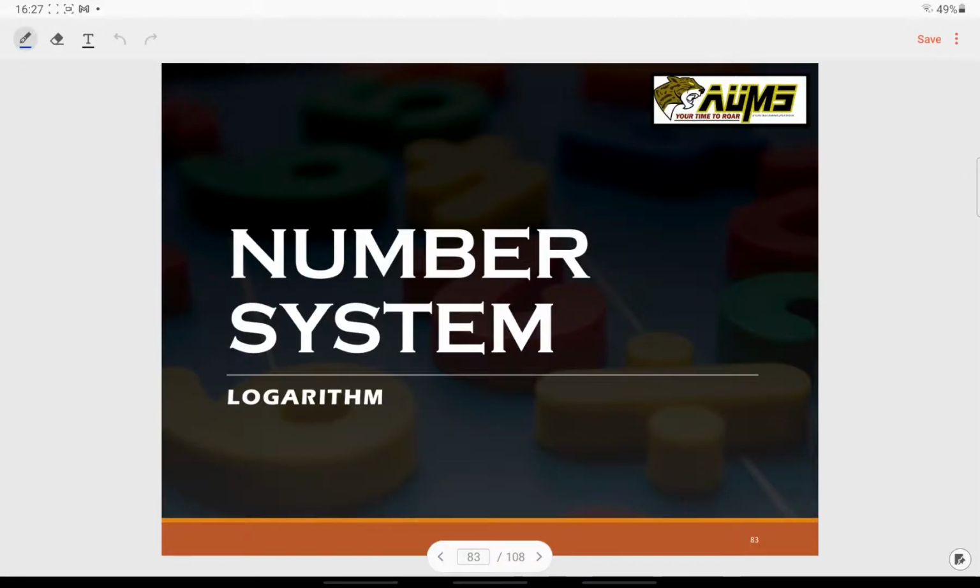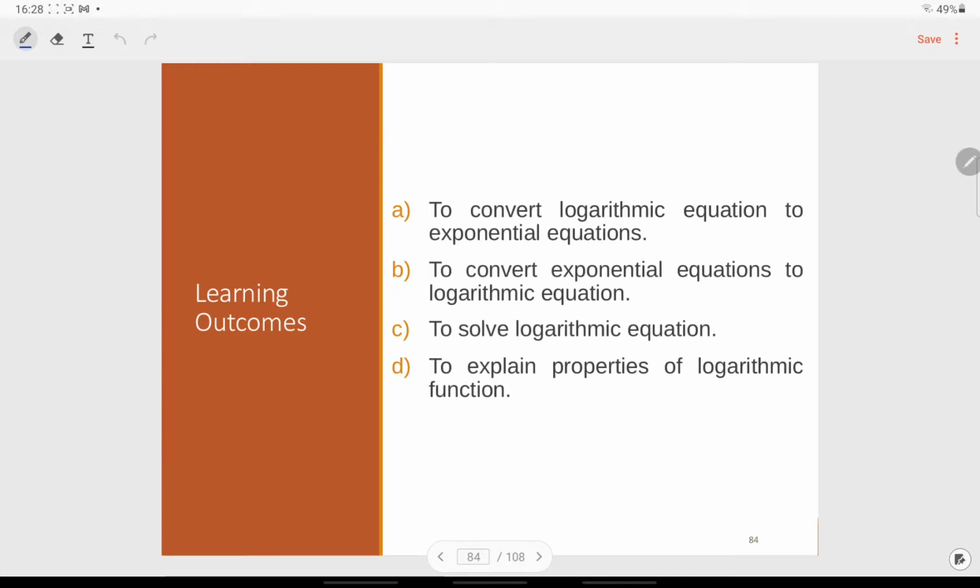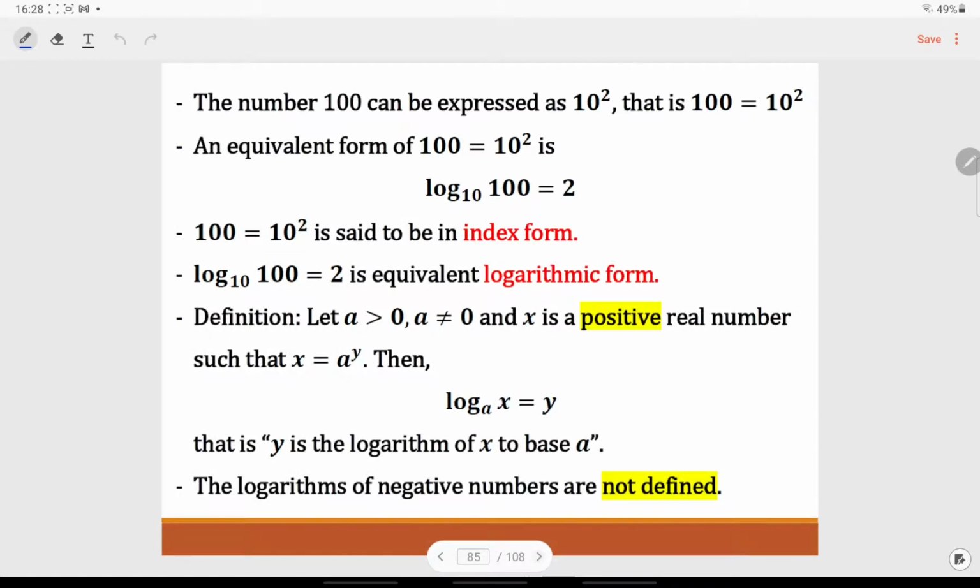Move to the final topic in this chapter, just about logarithm. The learning outcomes, and we start with this page. The number 100 can be expressed as 10 square. Okay, that is 100 equal to 10 square.